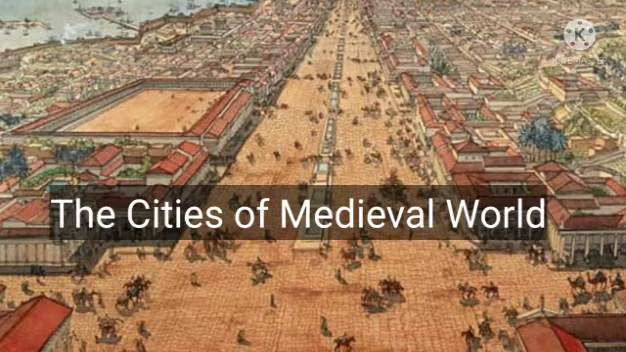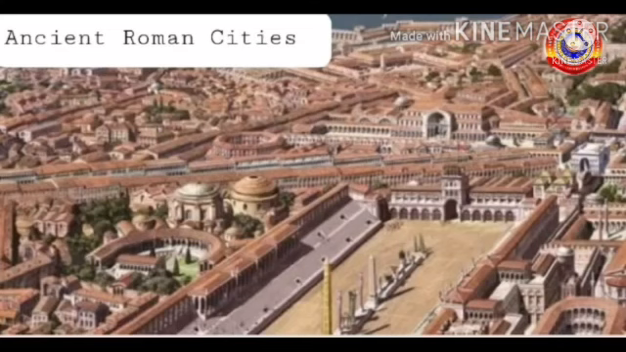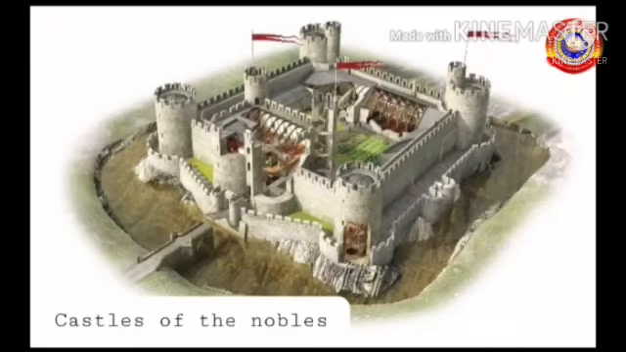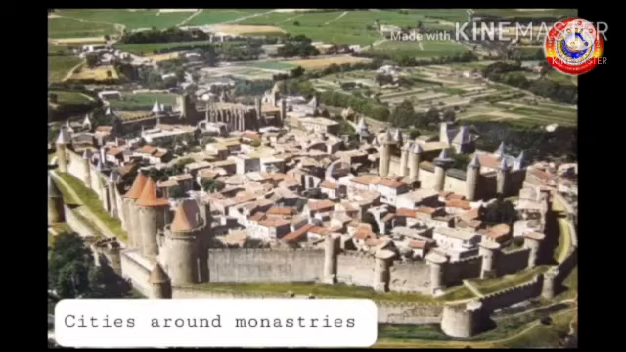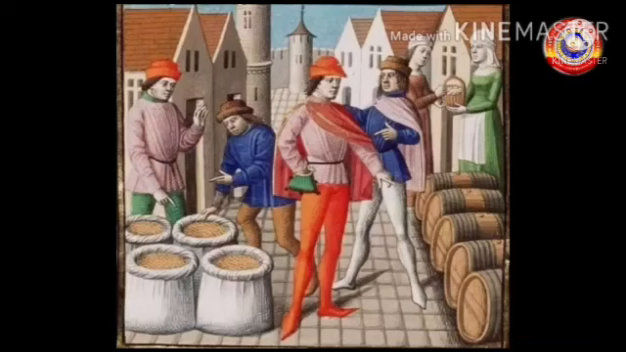Next, the cities of the medieval world. Ancient Roman cities once again became active around the 11th century. In addition to them, new cities also sprang up. The cities which developed around the castles of the nobles. Cities emerged around churches and monasteries. Cities sprang up with the expansion of markets.